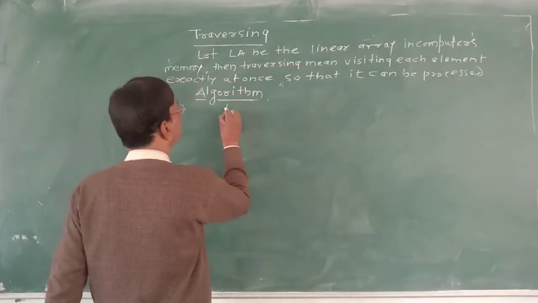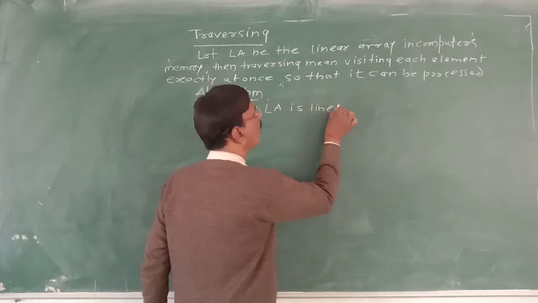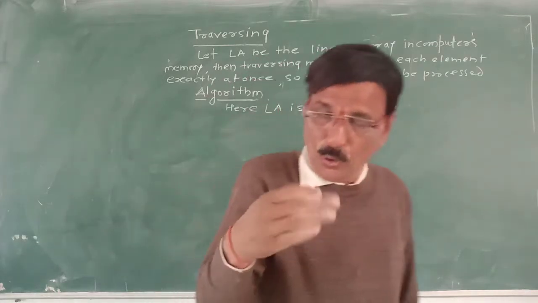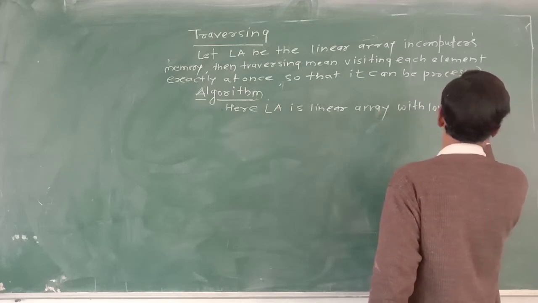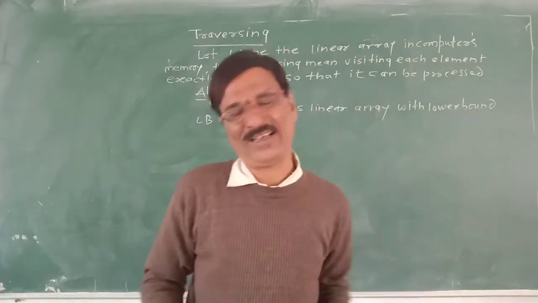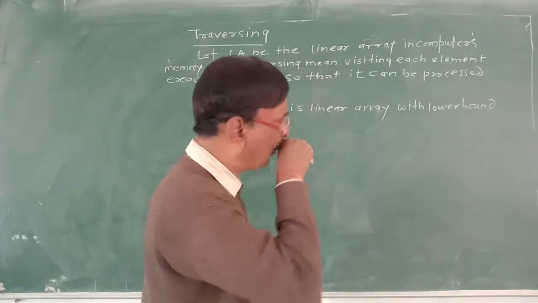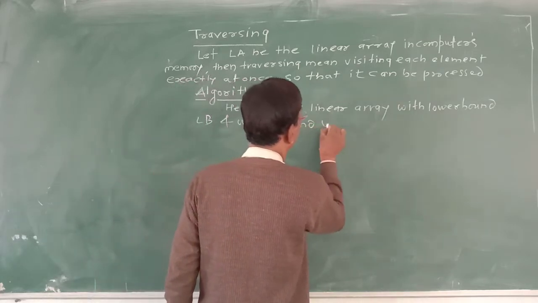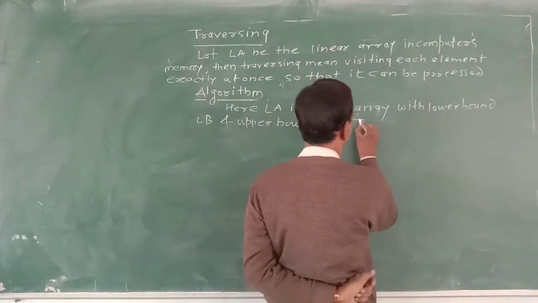So here LA is a linear array with lower bound LB. What is the lower bound? That is the smallest index. Say 1, 2, 3, 4. So 1 is the lower bound, 4 is the upper bound. With lower bound LB and upper bound UB, this algorithm traverses LA by applying a process.